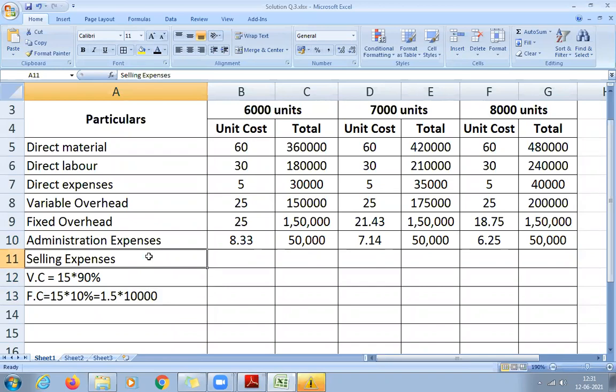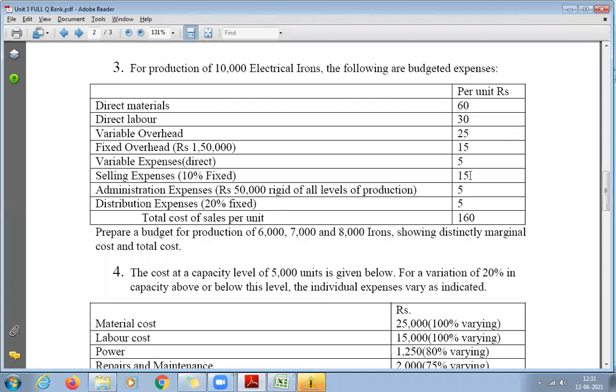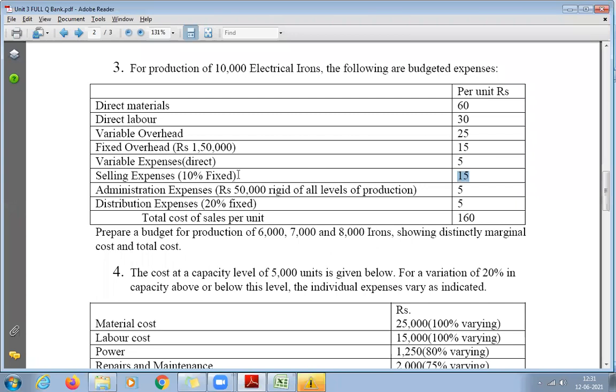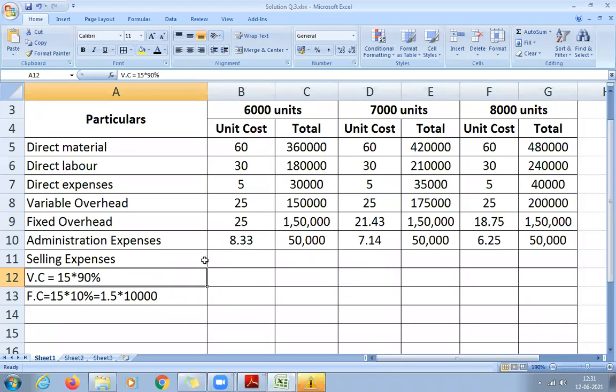Got it? So, how much is given per unit? Per unit is 15. So, we know per unit will not change. You calculate 90% of that. How much you'll get? 15 into 90%. Because 90% is variable. How much you'll get? 13.5. Yeah, correct. And this you can write in all the columns because variable cost per unit will not change. Now you multiply with the respective outputs.